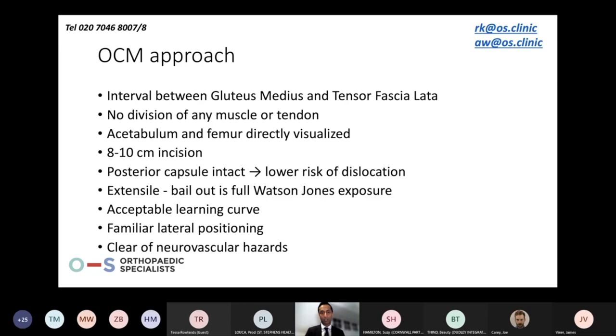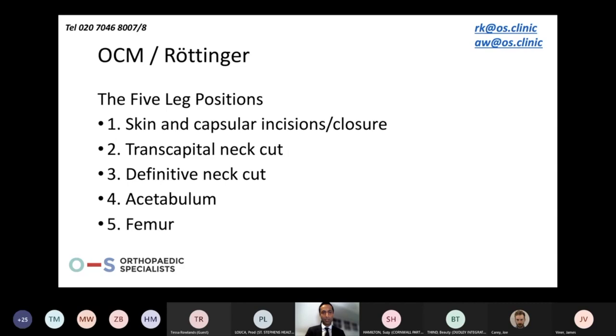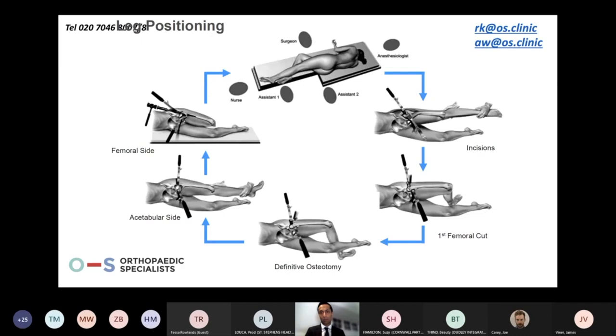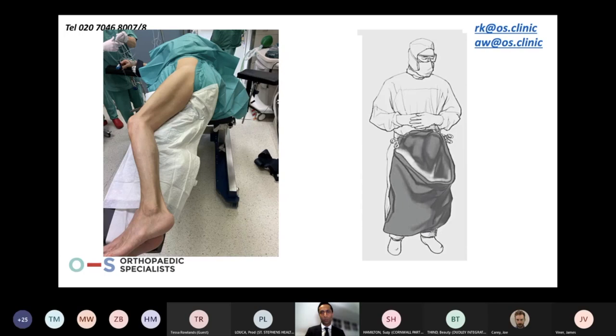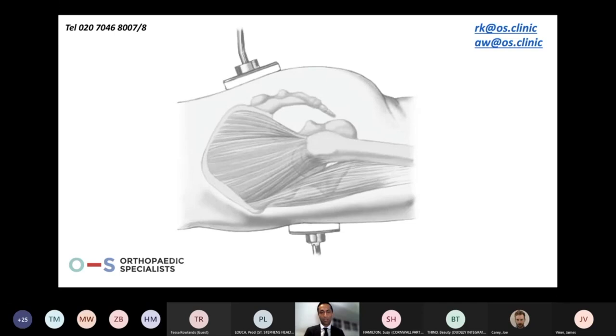So I'm going to show you some pictures of how the procedure is done. Like all approaches, it's about making sure you get the patient in the right position, on the lateral side, and they're supported with their leg out. These are the clever instruments that we use. Now, these are the pictures that I really wanted to show you, just showing that actually you can move the muscles out of the way and get down to the hip joint without cutting anything.